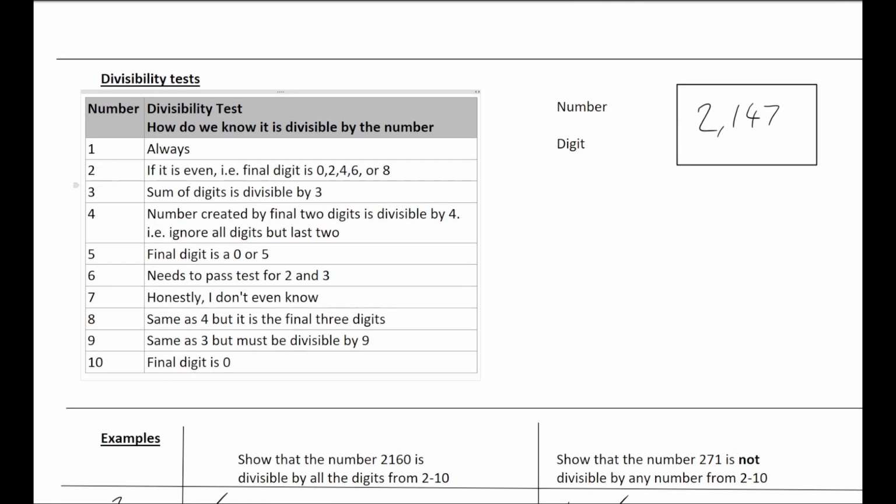So before we get started on that, what I'm going to do first is look at these two words here. Look at the words number and digit. Some people get these mixed up. They are not the same thing. In this box here, I have the number 2147, and it is made up of the digits 2, 1, 4, and 7. So just like how words are made up of letters, numbers are made up of digits.